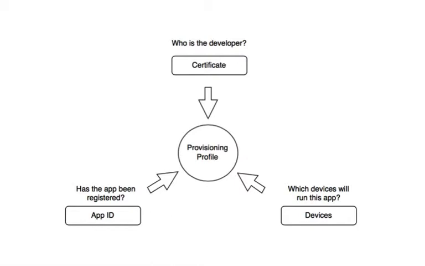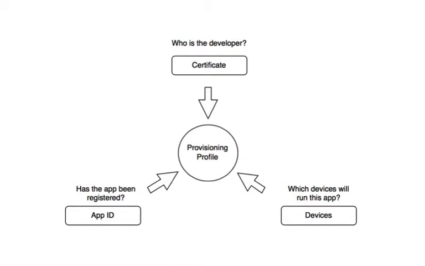So there are also two types of provisioning profile. The first one is development, very similar to the certificate. You have a development certificate and a production certificate, and here you have a development provisioning profile and a distribution provisioning profile. The development provisioning profile is used to run the app on the device through Xcode.